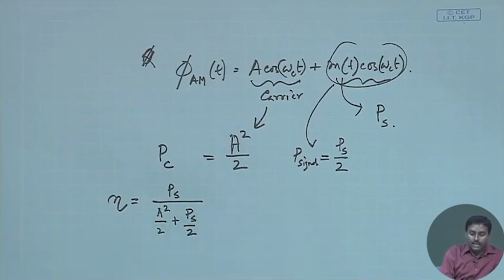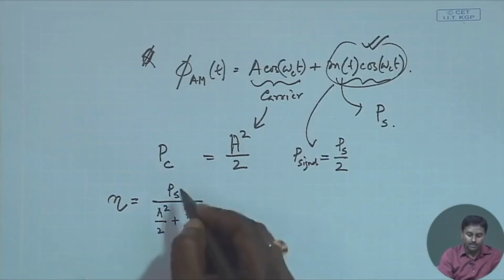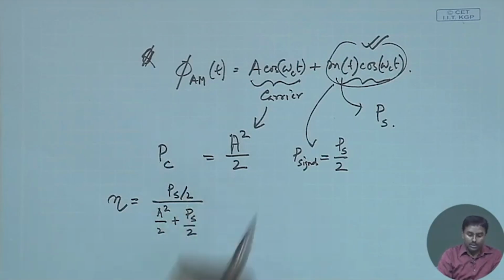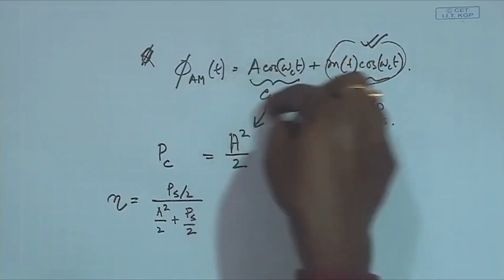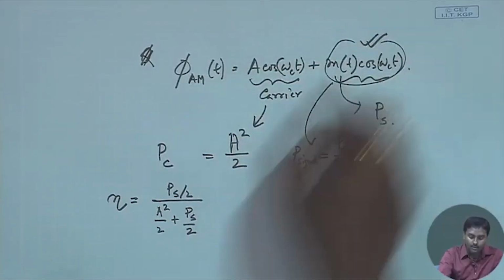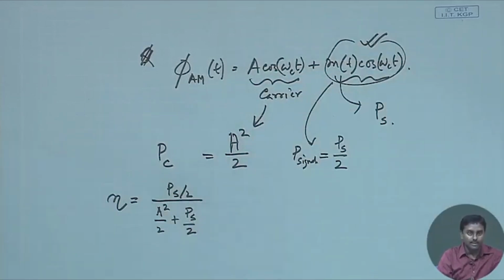If I compare it with DSBSC, in DSBSC I will be transmitting only this. So, how much will I be transmitting? PS by 2. That is what I would have eventually transmitted if I was transmitting DSBSC. Now, because of this, I have to transmit power for this as well as power for this. So, this is the overall power I am transmitting.